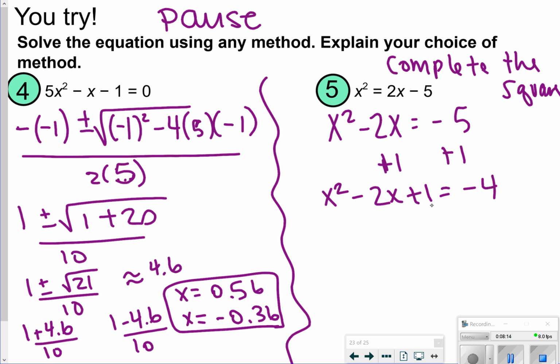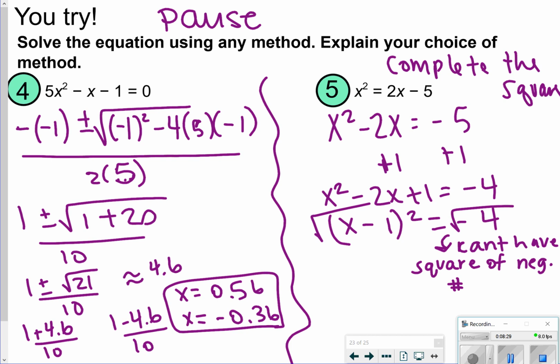X squared minus 2x plus 1 is going to be in the binomial factored form of x minus 1 squared is equal to negative 4. But when you get here, you're going to notice that something goes wrong. We cannot find the square root of a negative number. So because of that, we have to say there are no real solutions for number 5.